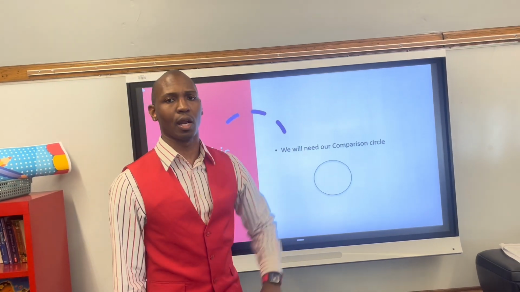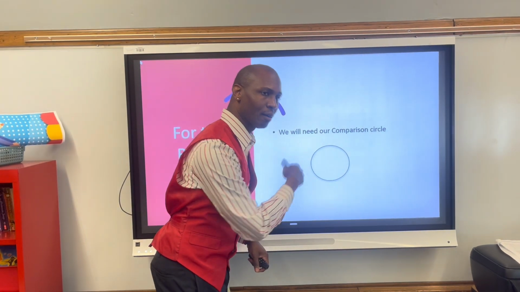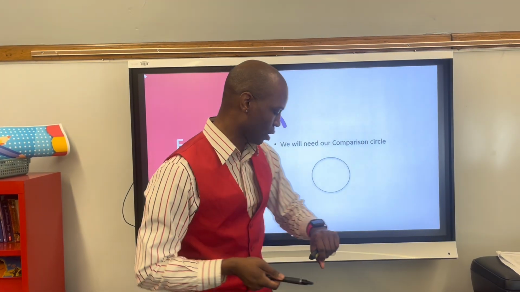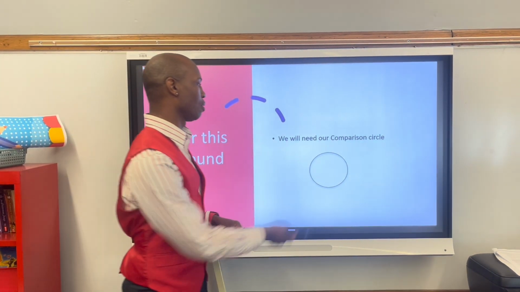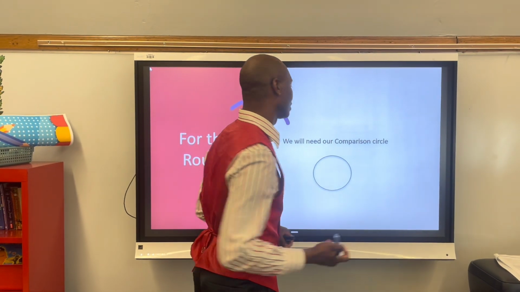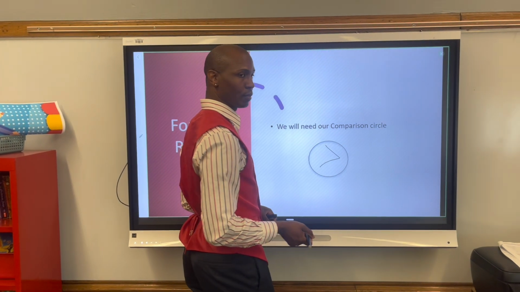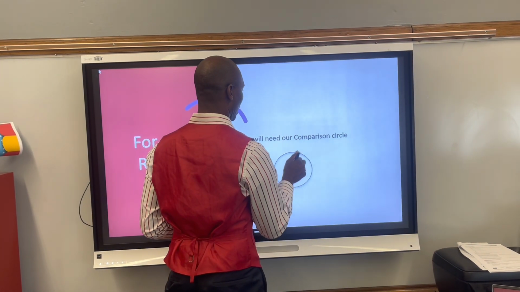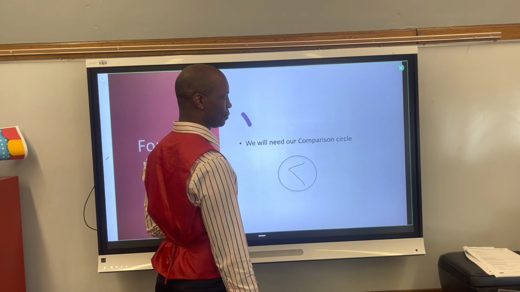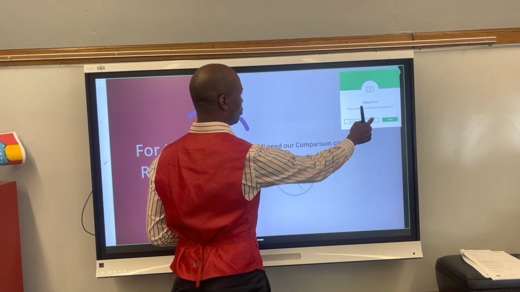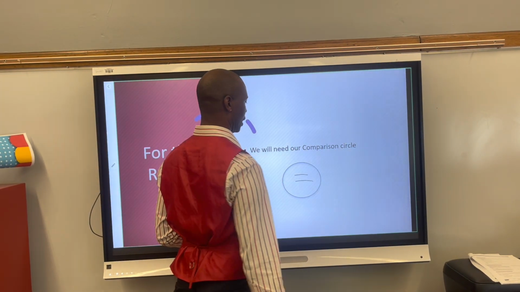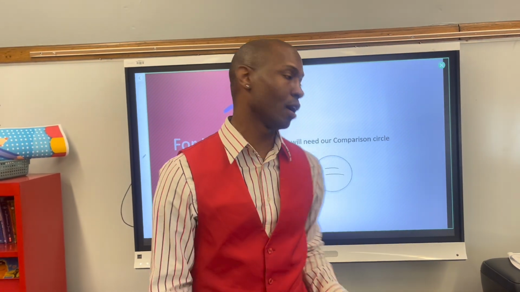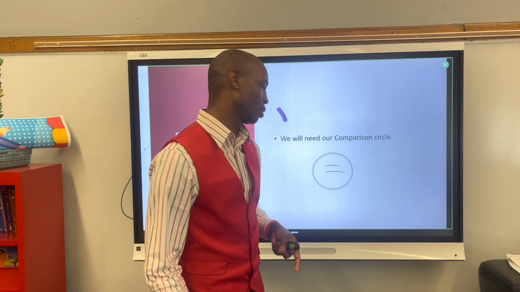What we will need for this round is something new. It's called a comparison circle. So on your whiteboards, draw a big circle on there. That's what we're going to call the comparison circle. And I'll have students draw that. This comparison circle will be used for us to place our greater than sign, our less than sign, or we can place our equal to sign. So those are the only three symbols we're going to be able to use in this second round, using these symbols to be able to tell me two things.